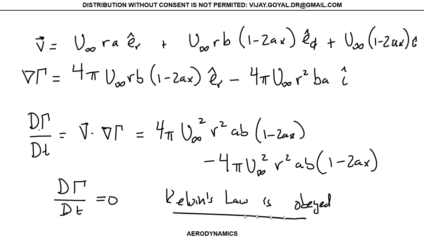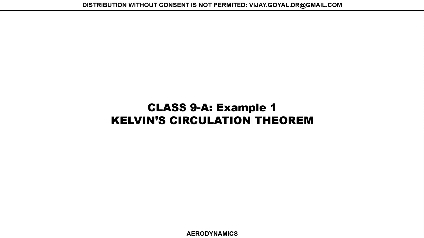So this completes this exercise. It was a three-part problem. We started with the velocity, we found the circulation, and then we applied Kelvin's theorem. And Kelvin's theorem has to apply in order for the flow, and the circulation, to make sense.